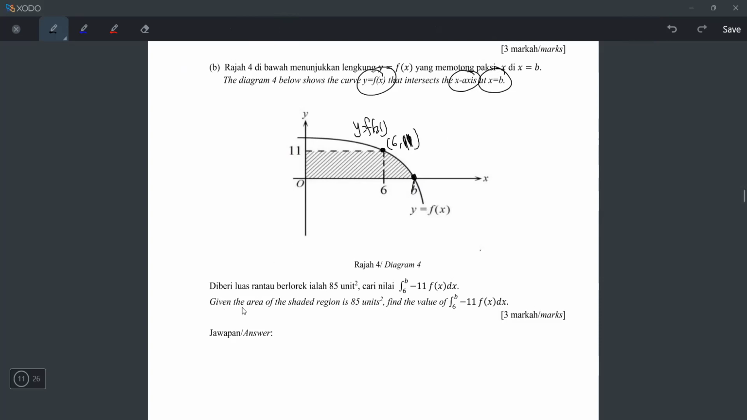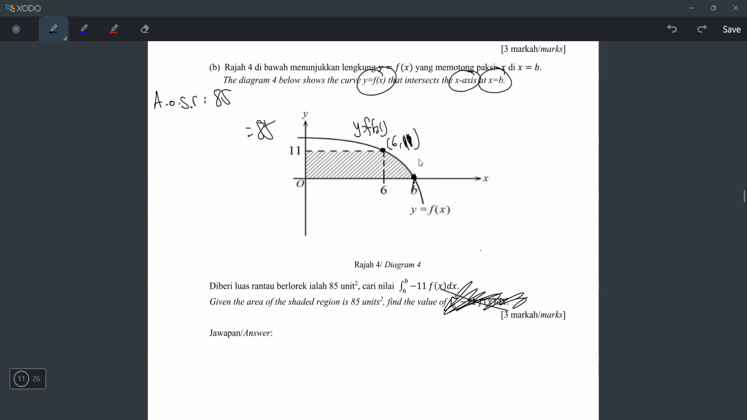Okay, and then see what it says. Given the area of the shaded region is 85. So the area of the shaded region equals 85. Find the value of, okay, I don't care about that. I don't want to see this. Let's try to write down this information first. The area of the shaded region is 85, right? And the shaded region is like this, right?